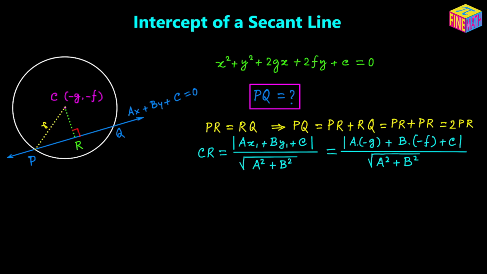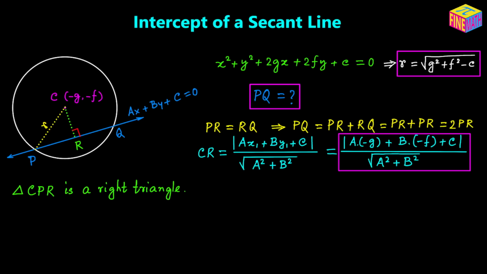Also, what will be the length of the radius of this circle? Well, because we have been provided with the equation of the circle, this is the general equation of a circle. From here, we know that R will be equal to square root of g squared plus f squared minus c. So I have noted that up there in white color.